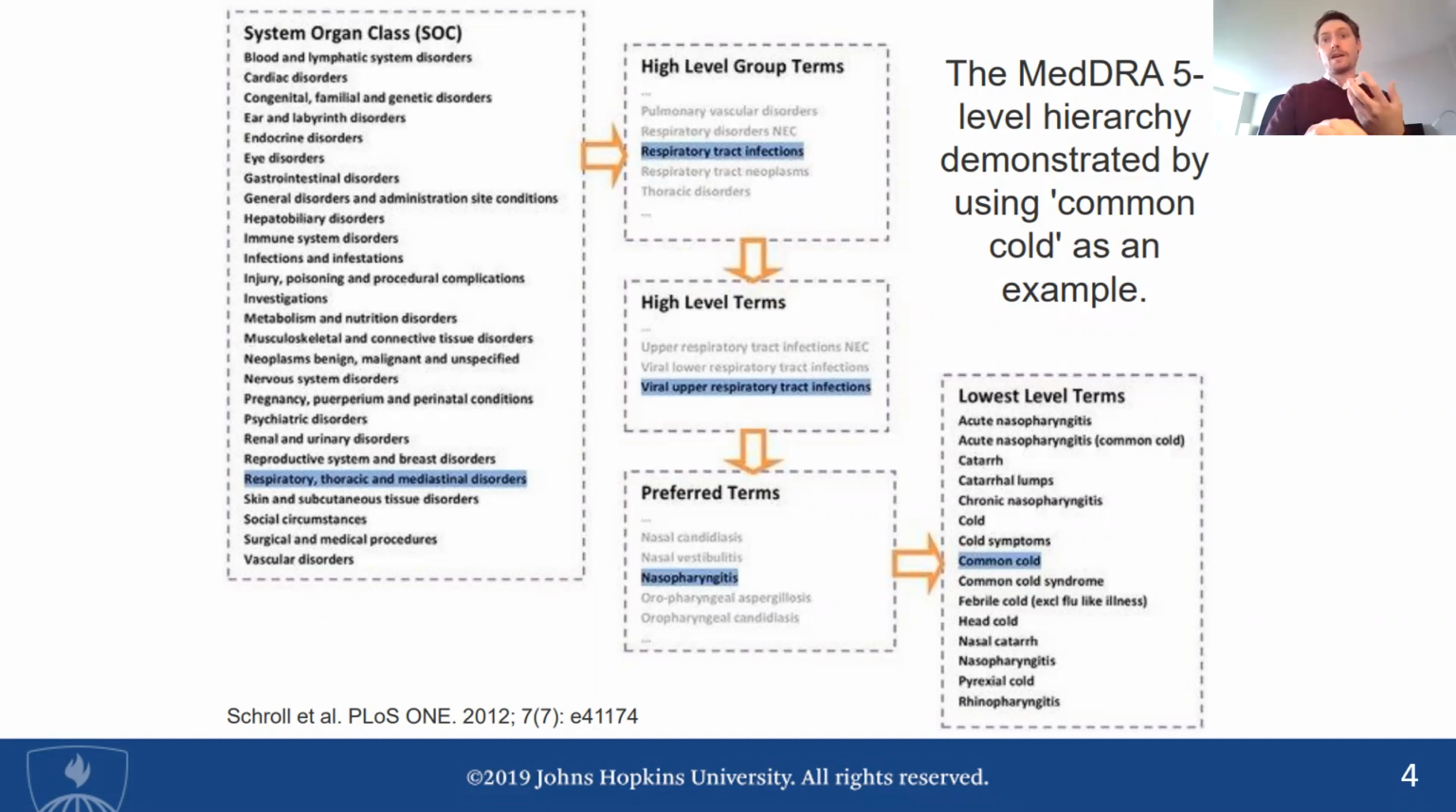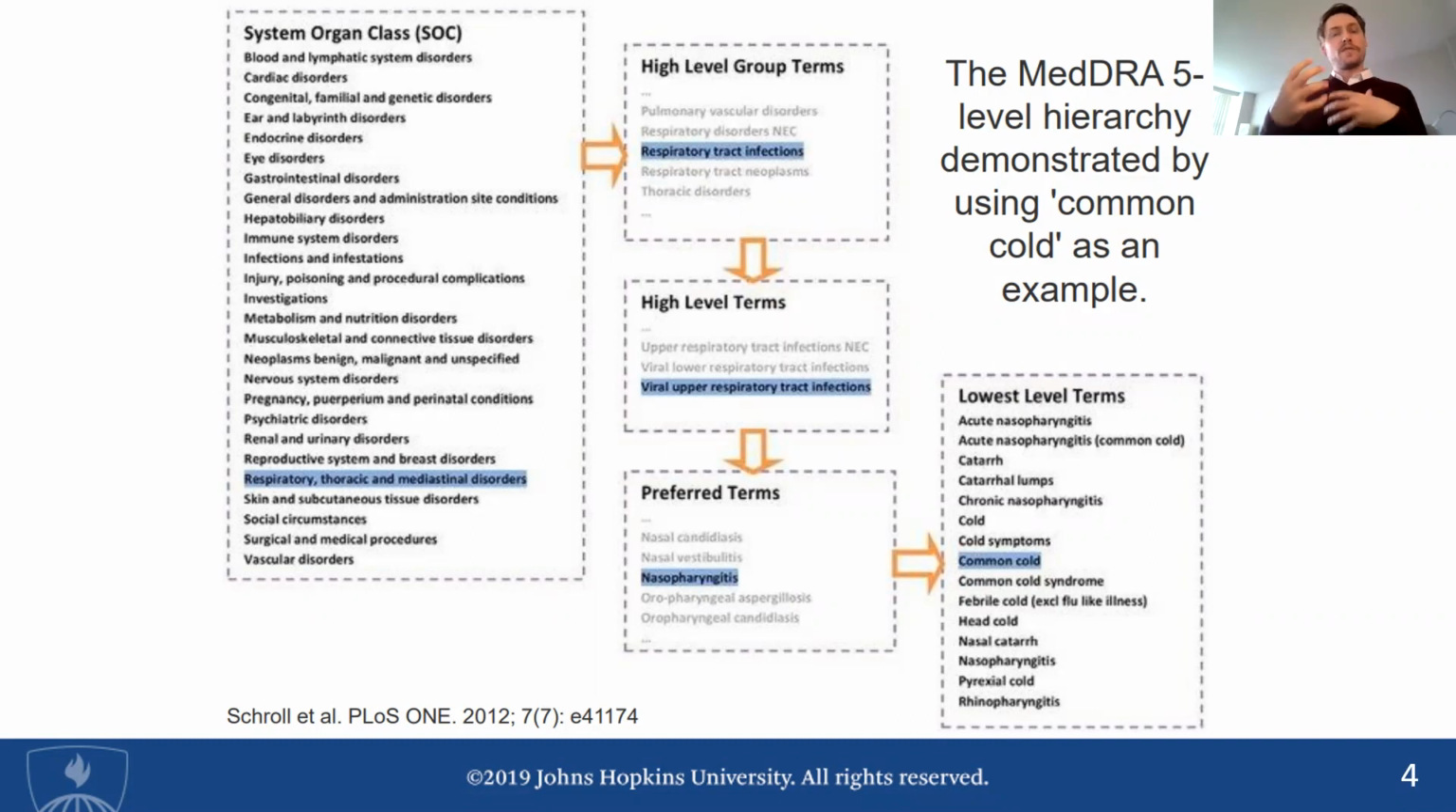Preferred terms are organized then according to higher level and higher order terms. These are things like mid-level body systems or organ classes, and these are groupings of the preferred terms that share whatever characteristic it is at that level. So for example, nasopharyngitis, nasal vestibulitis, these things all fall under viral upper respiratory tract infections, which falls under respiratory tract infections, falling under the system organ class, respiratory, thoracic, and mediastinal disorders.